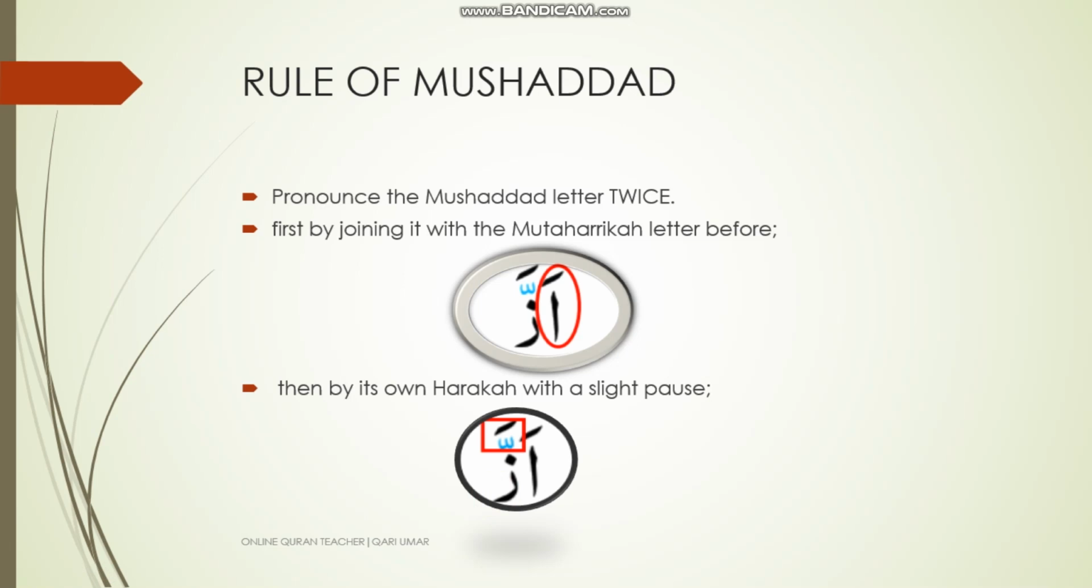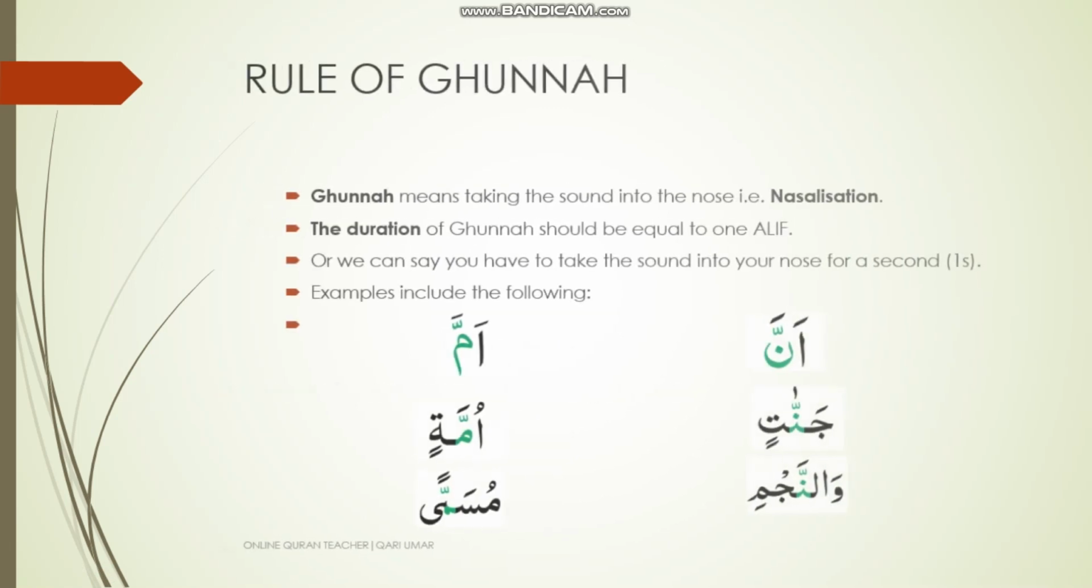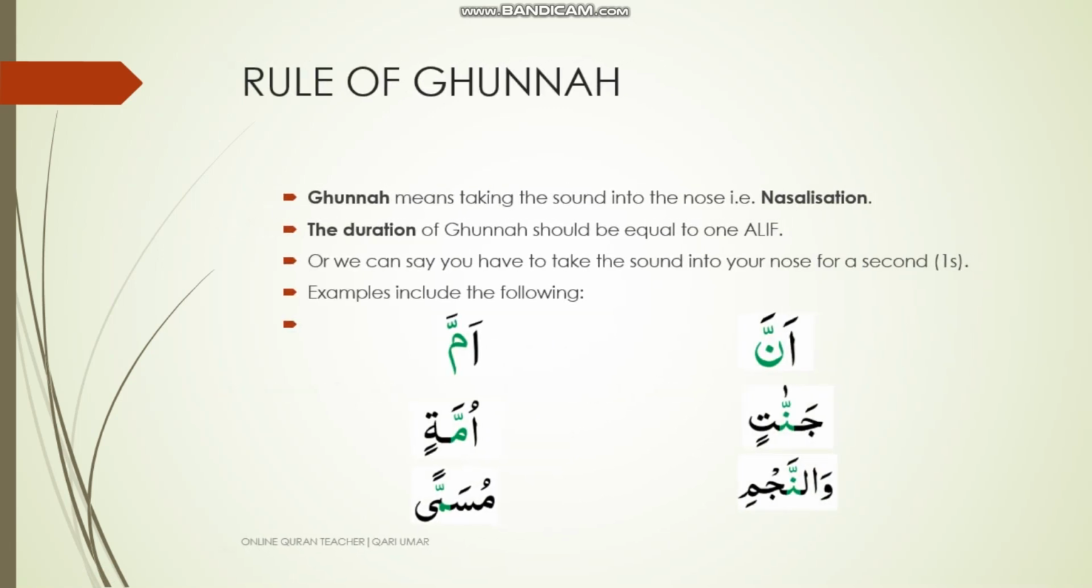There is also a characteristic of Tashdeed, that it requires you to make the Gunnah on some letters. This rule is not connected to all of the letters, alphabets. Noon and Mim are the only 2 letters on which you have to make Gunnah when they have Tashdeed on them. When Noon and Mim are mushaddad letters, you have to follow a rule of Tajweed or Qiraat, that is Gunnah. So what do we mean by Gunnah? Gunnah means taking the sound into the nose. That is also called nasalization.